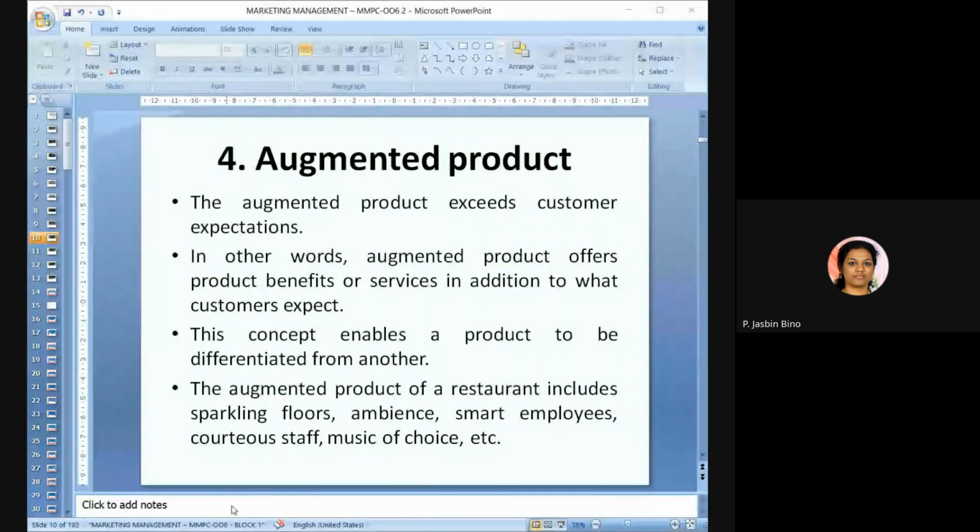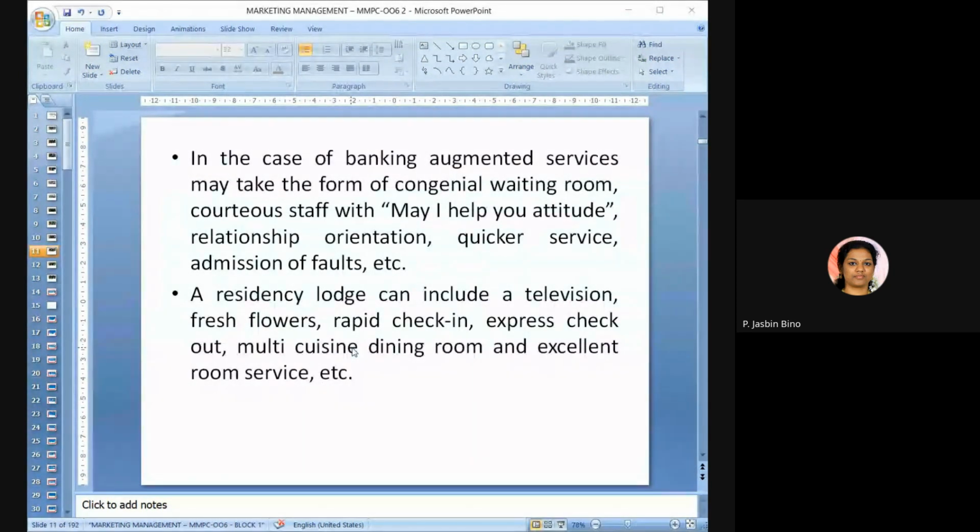The augmented product in a restaurant normally includes sparkling flowers, ambience, smart employees, courteous staff, music of our choice, and so on. In the case of banking, beyond the expectation, the service will be provided with a 'may I help you' attitude, good relationship-oriented staff, and quicker service. If they commit any fault, they will admit that fault, and so on.